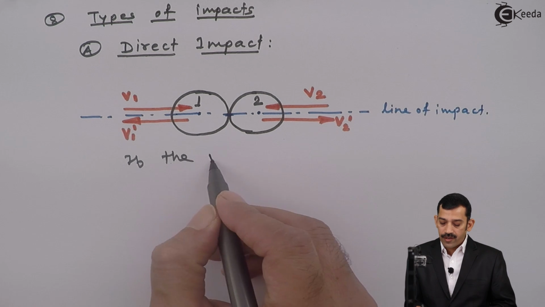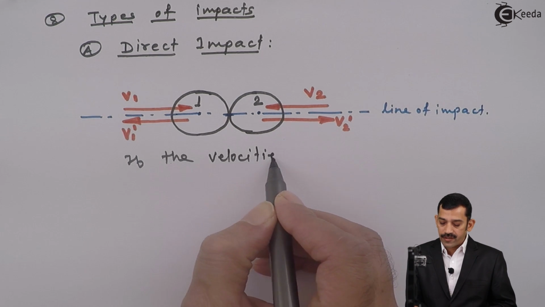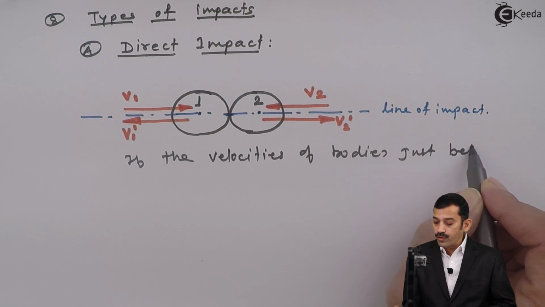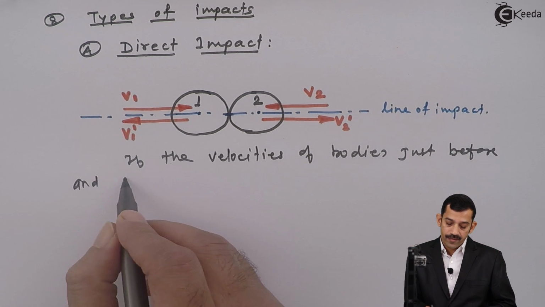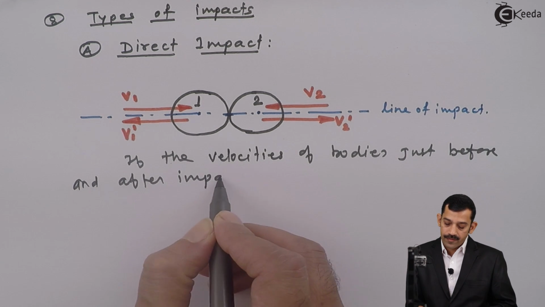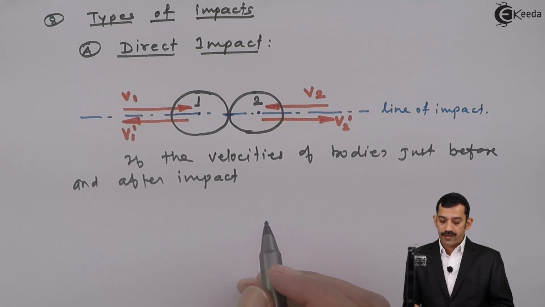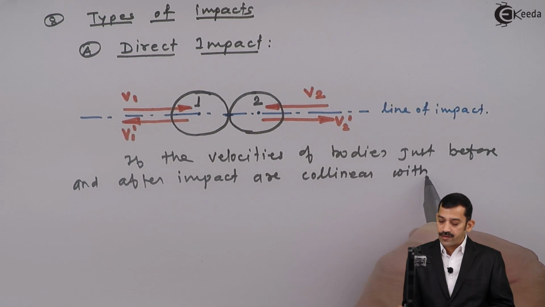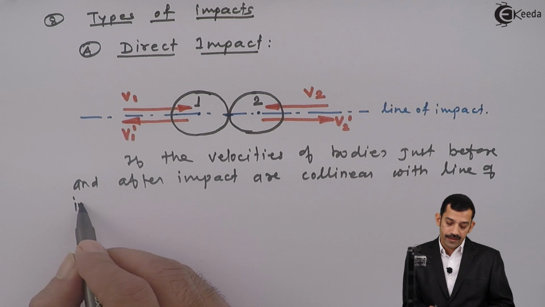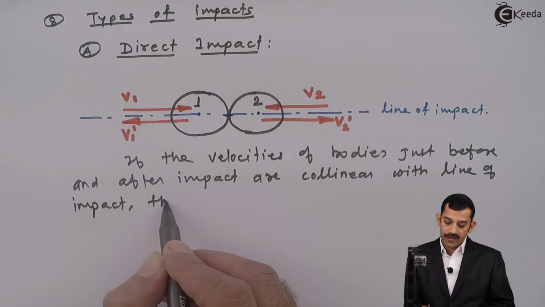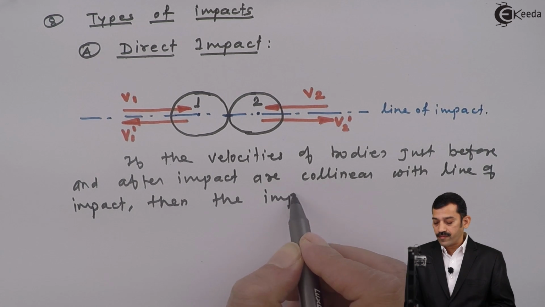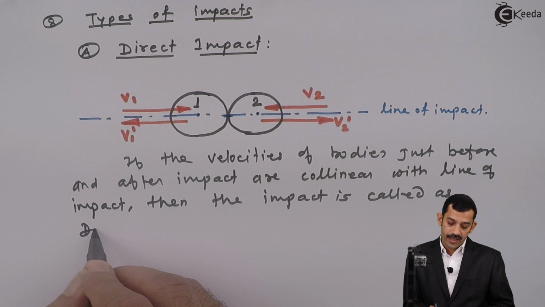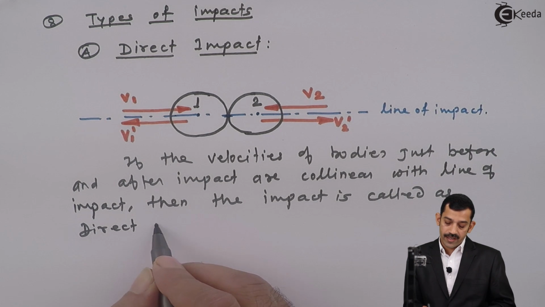If the velocities of bodies just before and after impact are collinear with the line of impact, then the impact is called direct impact.